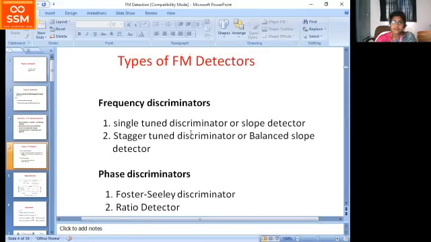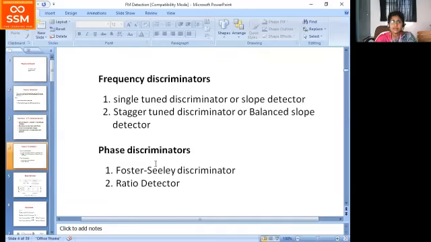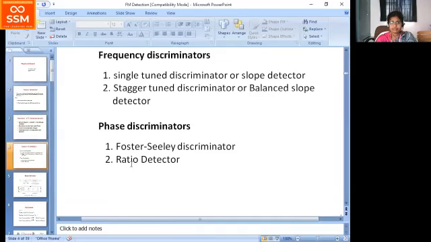Next are the types of FM detectors. Basically, FM detectors are classified into two types: frequency discriminators and phase discriminators. The first type, frequency discriminators, are further classified into two methods. One is the single tuned discriminator or slope detector, and the second one is the stagger tuned discriminator or balanced slope detector. Then the phase discriminators have two methods. One is the Foster-Seeley discriminator and the second one is the ratio detector.